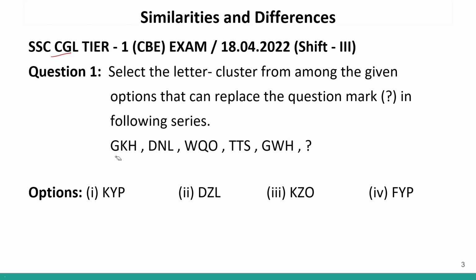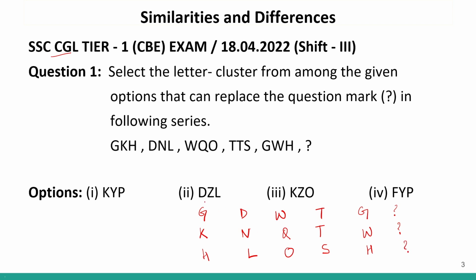an individual series. So our first series will be G, then D, then W, then T, then G, and then we have to find out the missing element. Similarly, the second series will be K, N, Q, T, and then W, and then we have to find out. And lastly, the series will be H, L, O, S, H, and then we have to find out.